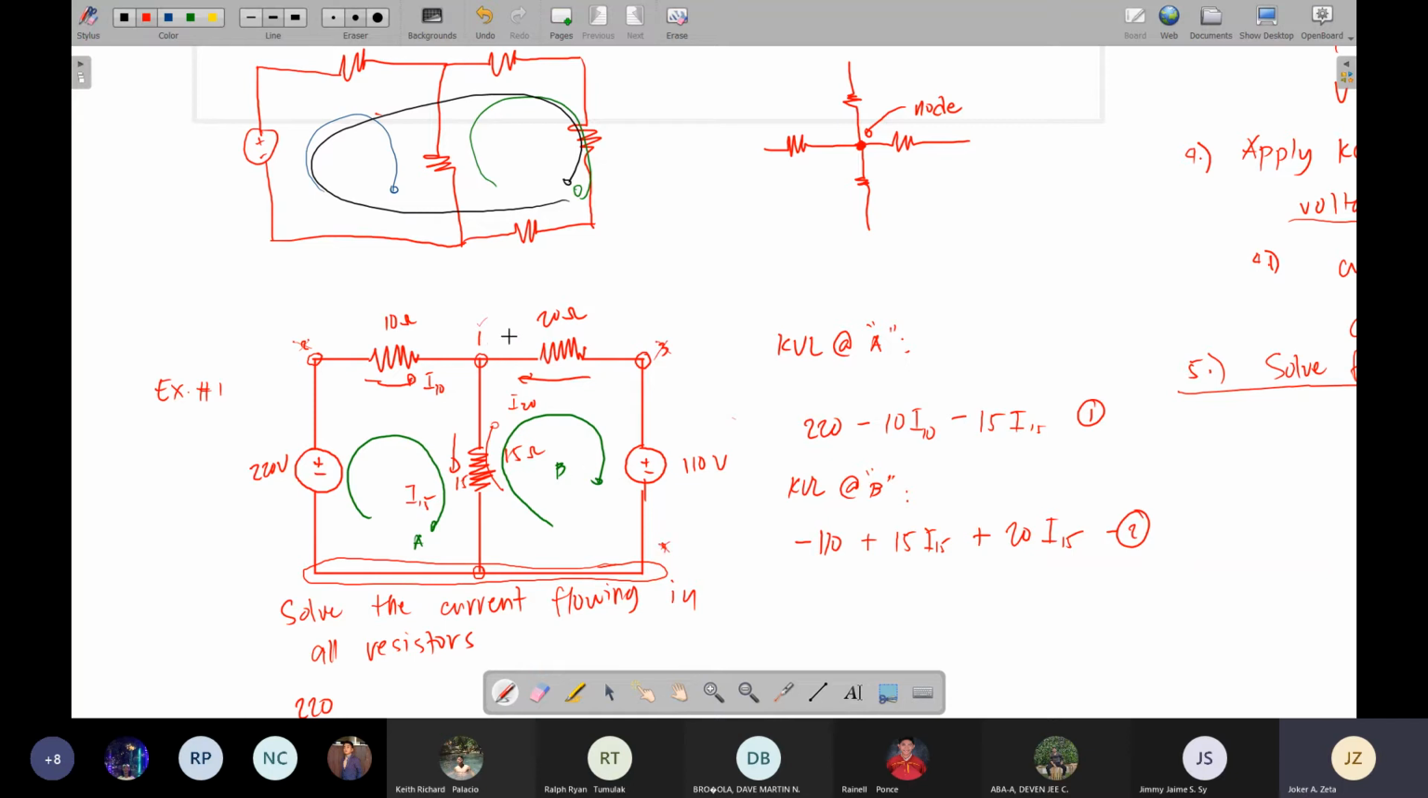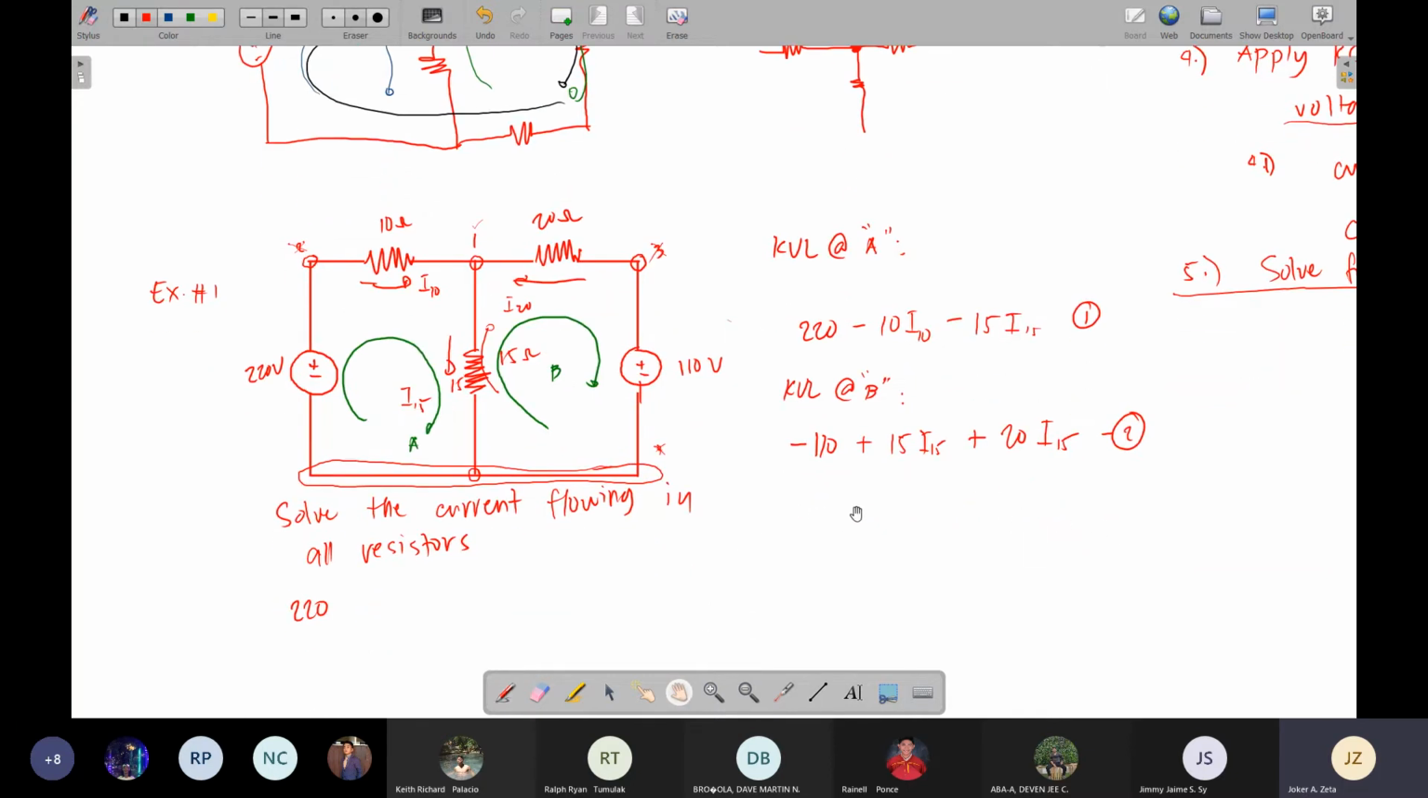But you don't have to worry because that's enough. Okay? We only need 3. We only need one more equation. Okay, para sa tulo ka equation, tulo ka unknown. So KCL at node 1.